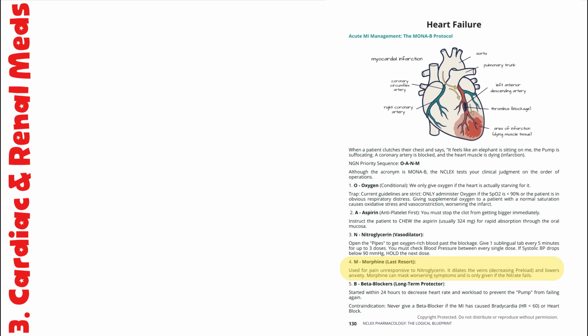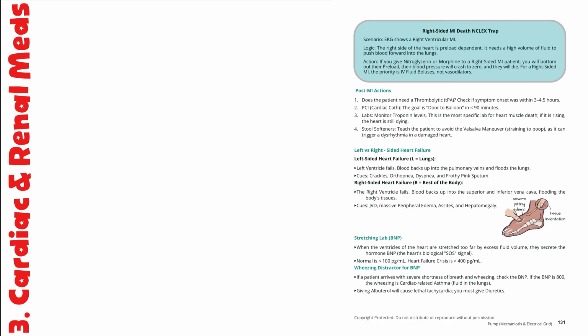Morphine is a last resort, and beta blockers get started within 24 hours, unless the patient is bradycardic or in heart block. One critical trap: a right-sided MI is preload dependent. Giving nitrates or morphine here will crash the blood pressure. These patients need fluids, not vasodilators.